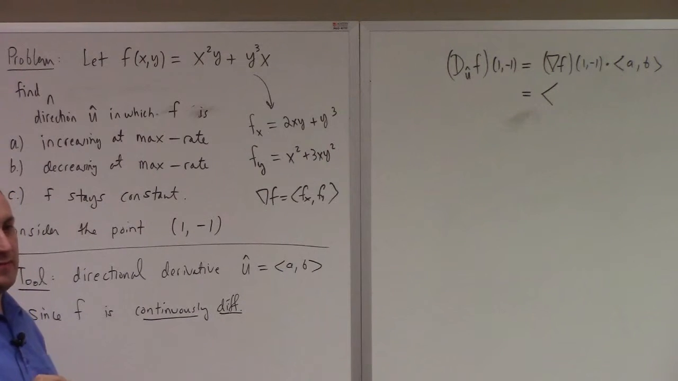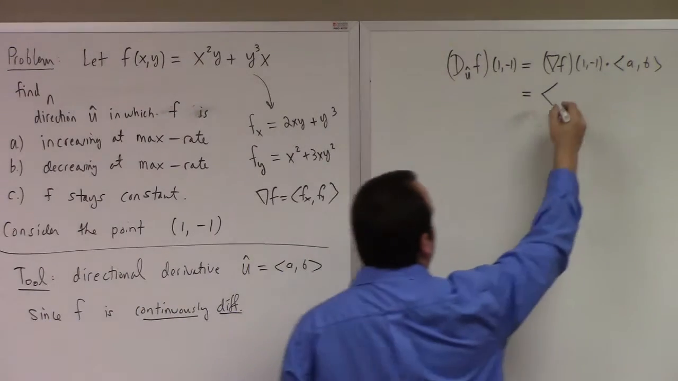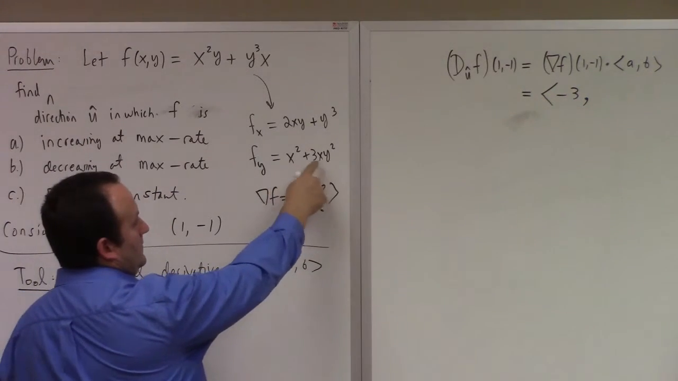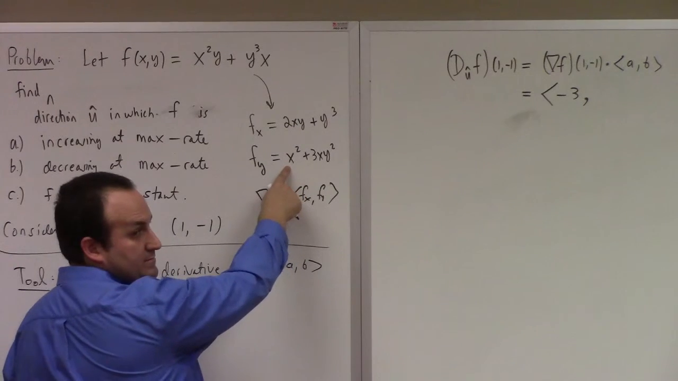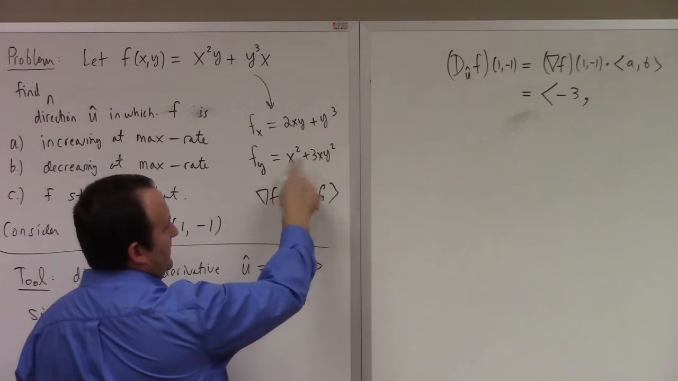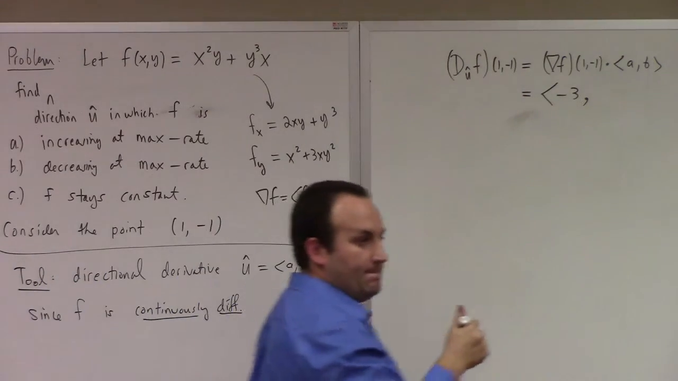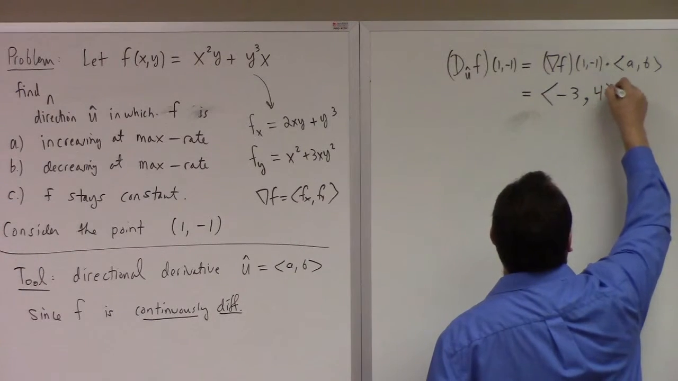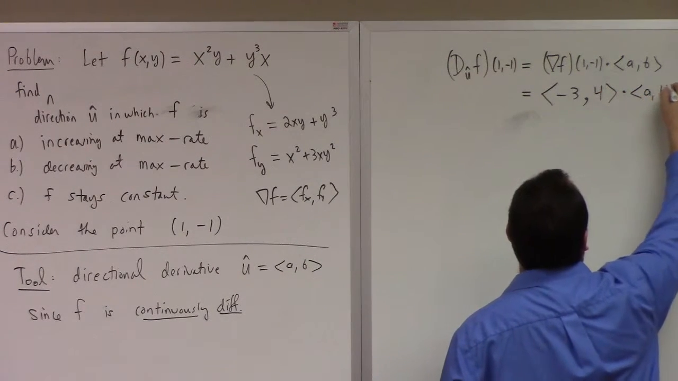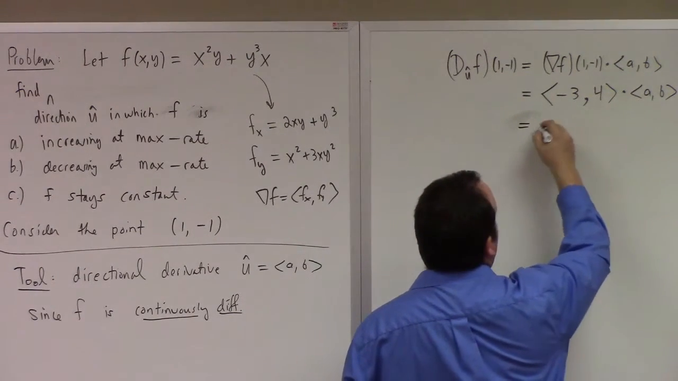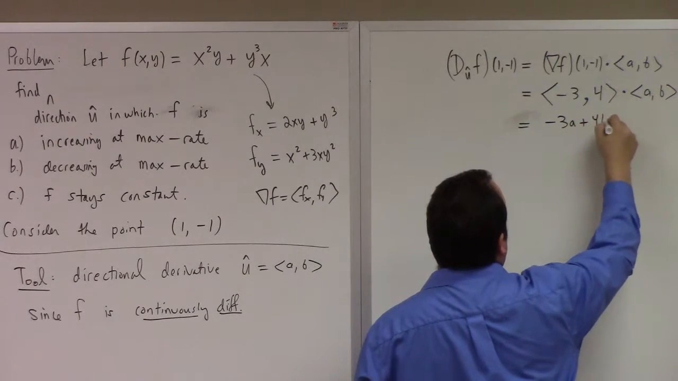2 times 1 times minus 1 is minus 2. Minus 2 plus minus 1 cubed is what? Minus 3. How about the other one? So you plug in 1 and minus 1, what do we get? 1 squared plus 3 times 1 times minus 1 squared. Everything's positive this time around. So I get 1 plus 3. I think I get 4, right? And so the rate of change in the (a, b) direction is minus 3a plus 4b.